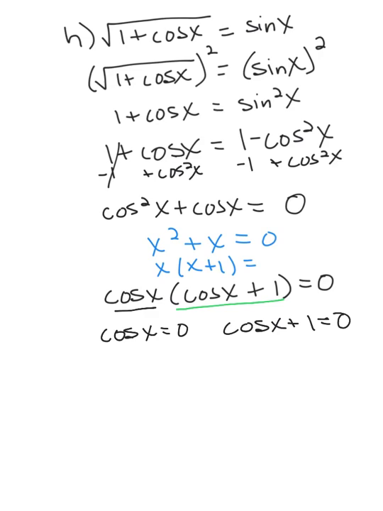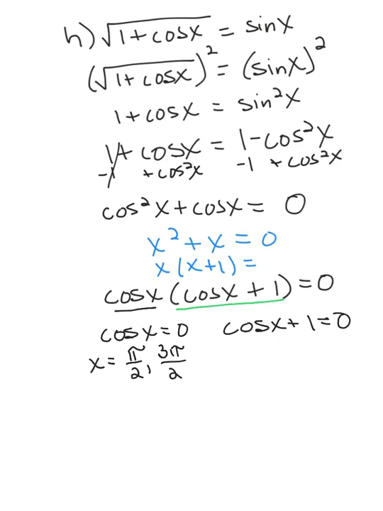The first factor is already solved. It's just cosine of x equals 0. So we want to find any angles where cosine equals 0, where the x value equals 0. That happens in two places. The angles where that happens are pi over 2 and 3 pi over 2.